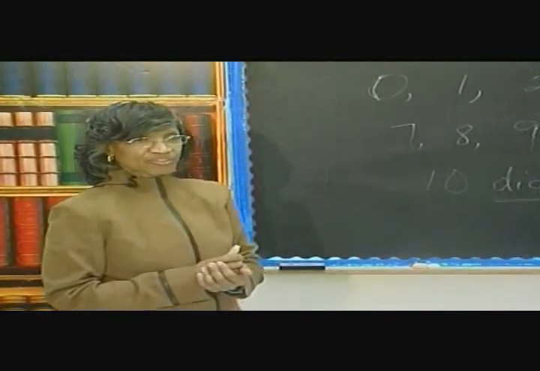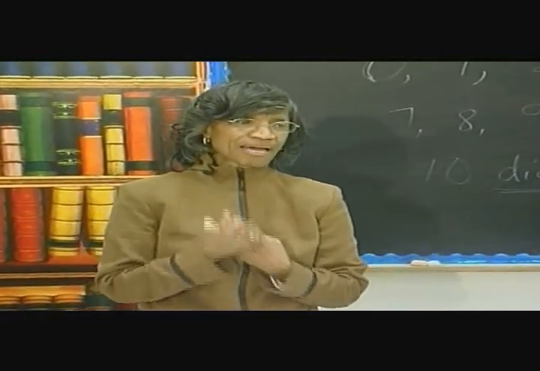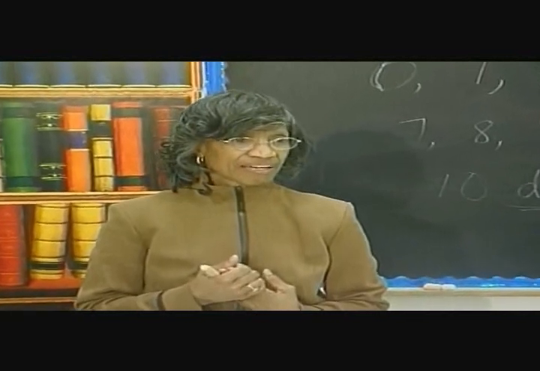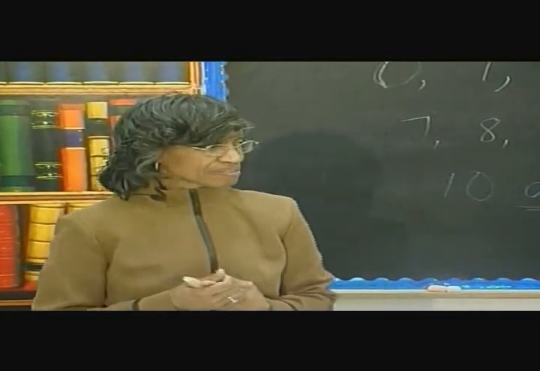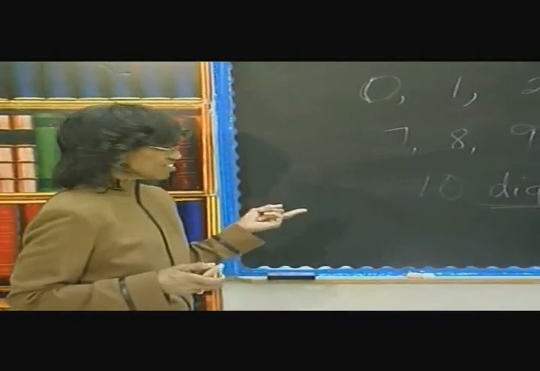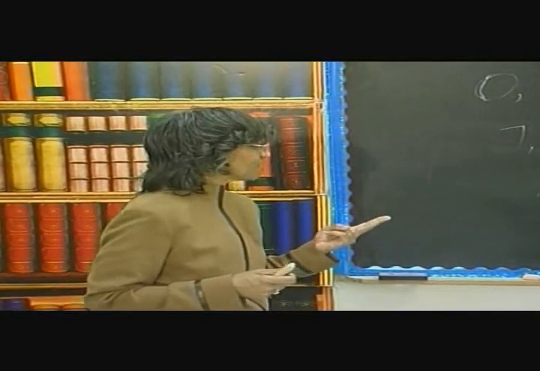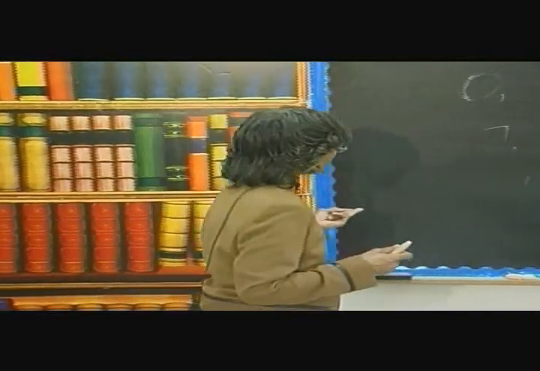Now, how do we do this? There are two properties that make our number system the best there is. The two properties are these. One, we only have 10 digits to work with. Two, we have place value. And let's see, what does that mean?